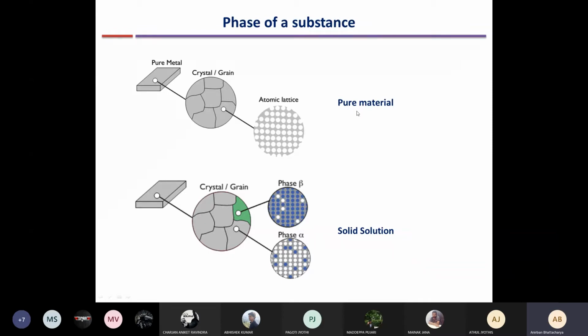Say you have a pure material. At the microscopic level, it looks like this. You have grains like this, and in each grain, the atoms are arranged in a particular manner. So there is a particular crystal structure. It can be a BCC crystal structure, body centered cubic, or an FCC structure. Some nice lattice arrangement is there, and the other grain will also have a similar structure, but it may be oriented in a different direction. So there will be a mismatch in between.